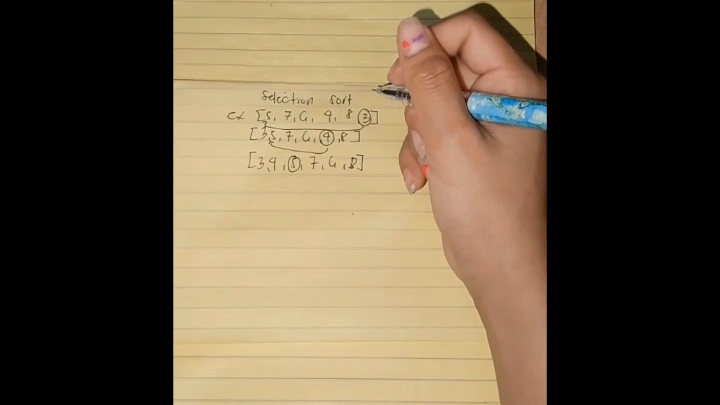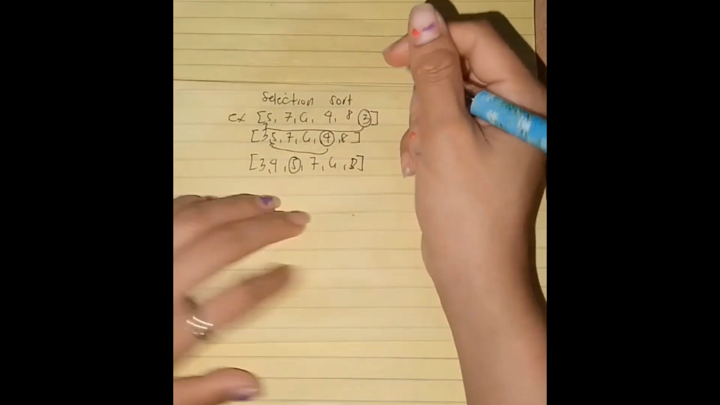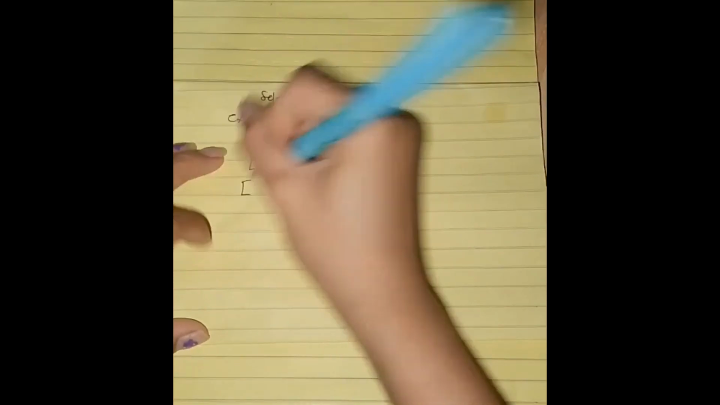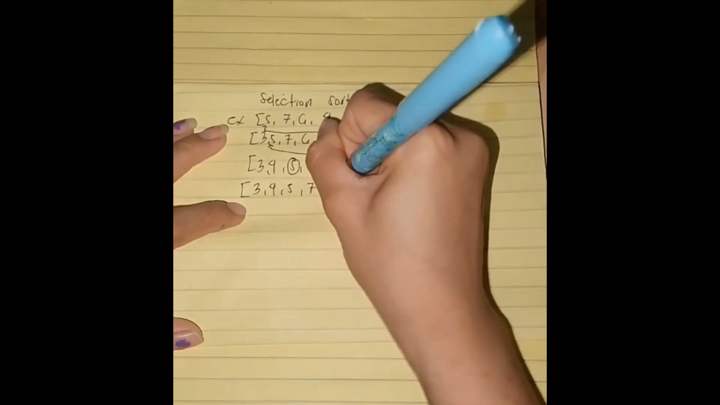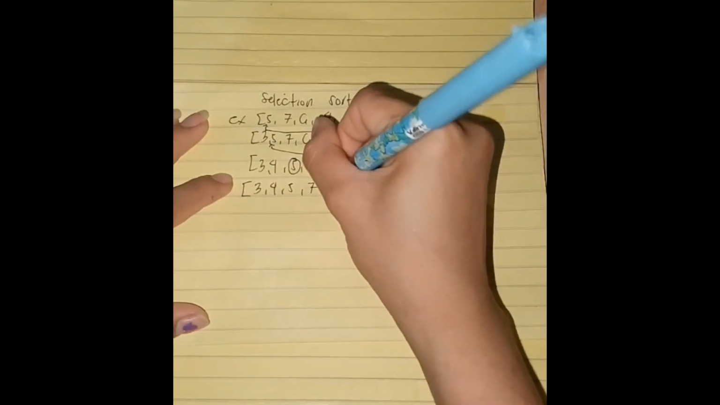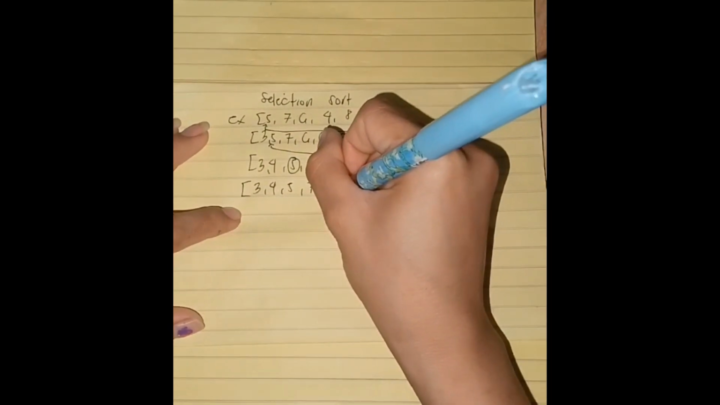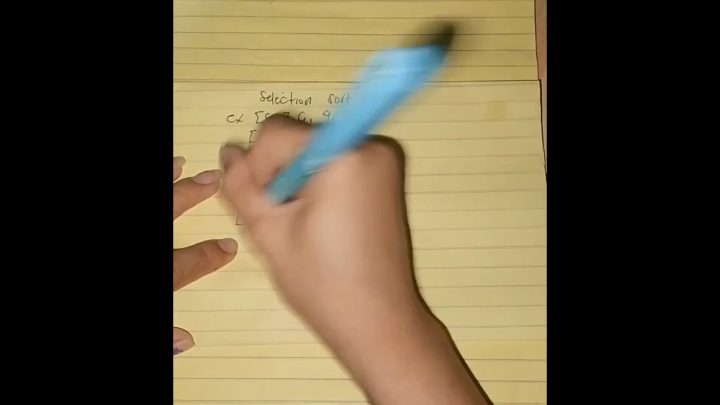And then, hanapin naman natin ang smallest. And then, isulat natin ulit. We have 3, 4, 5, 7, 6, 8. And then, hanapin natin yung smallest. We have 6. At ilalagay natin dito sa fourth element, nasa gitna ng 5 and 7.